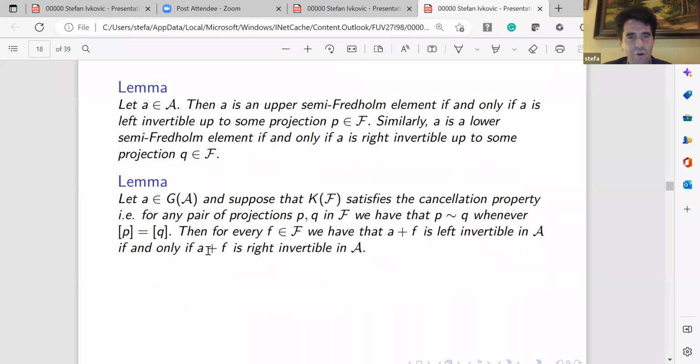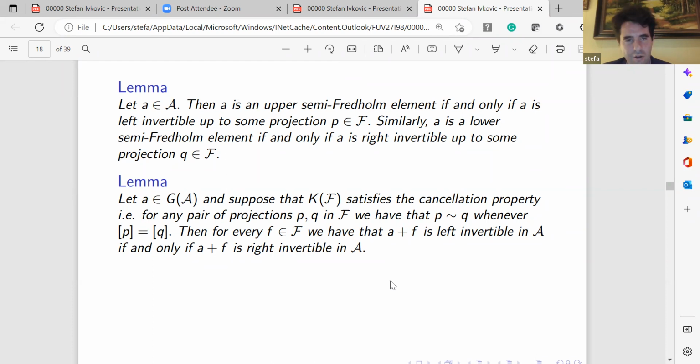And also, one could ask, what about the Fredholm alternative? What I managed to obtain so far is just in the special case when this K group satisfies the cancellation property. In that case, we can say that if A is an invertible element, now A should be invertible in the sister algebra, then for every finite type element F, we have that A plus F is left invertible if and only if A plus F is right invertible, which means that A plus F is invertible. So it means that A plus F is either invertible or neither left nor right invertible.